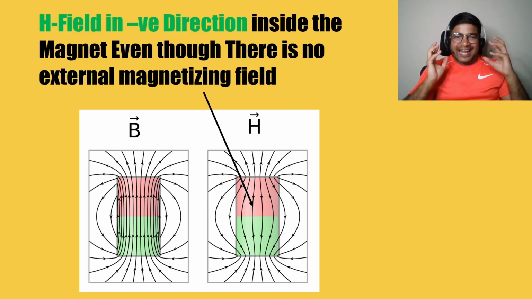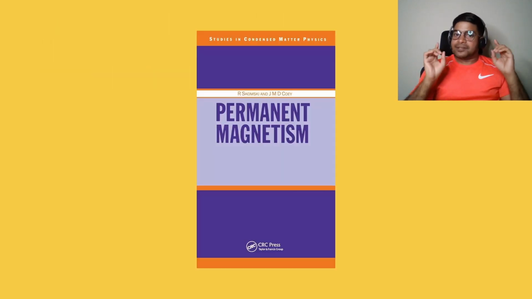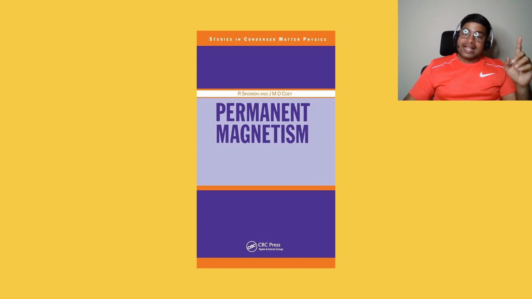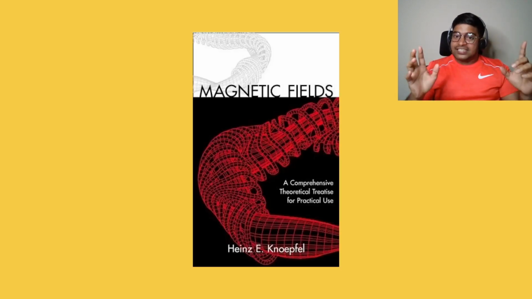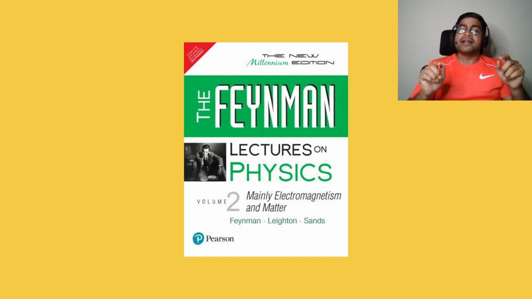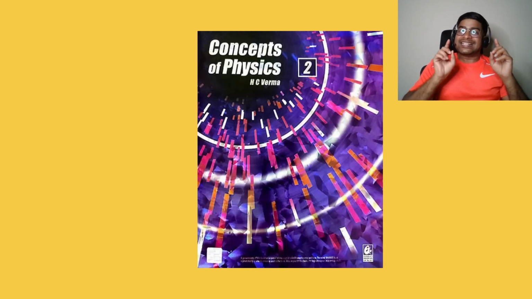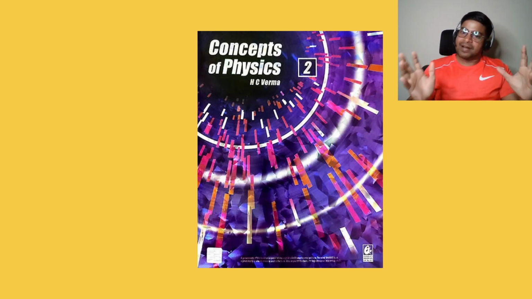And to clarify my doubts, I went through a lot of resources. I have read the book Permanent Magnetism, then I have read the book called Magnetic Fields, and after that I have also gone through the Feynman Lectures on Physics, mainly the electromagnetism and matter, where I have read chapters 36 and 37, which are on ferromagnetism and magnetic materials. I have gone through the book Concepts of Physics by S.C. Verma, particularly the electromagnetism part.